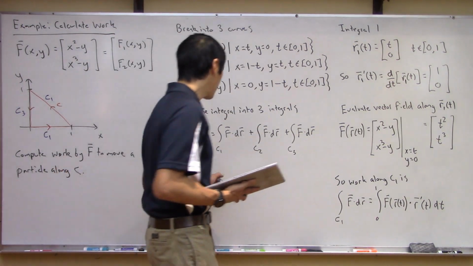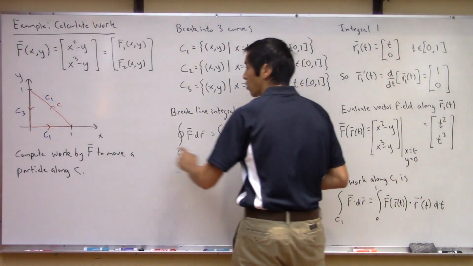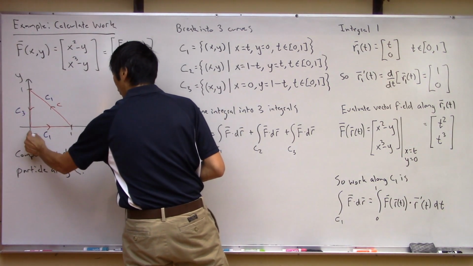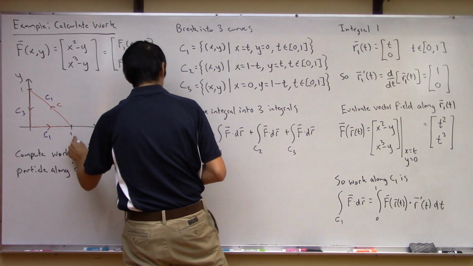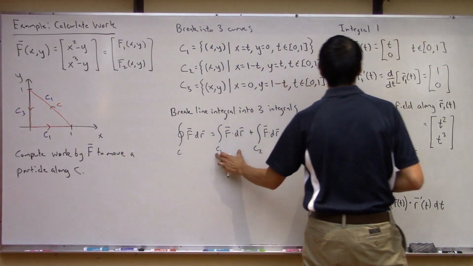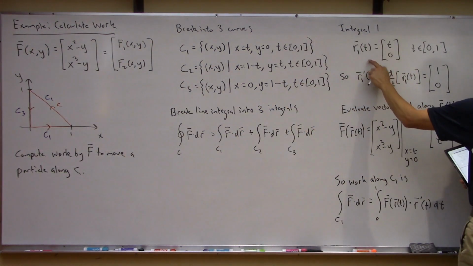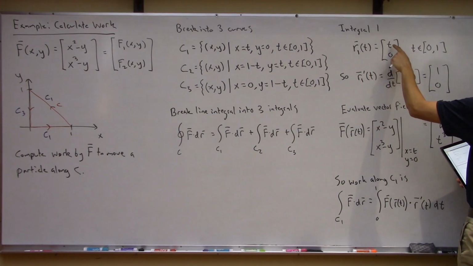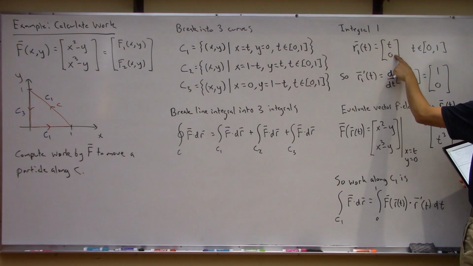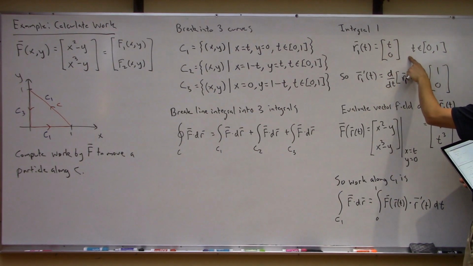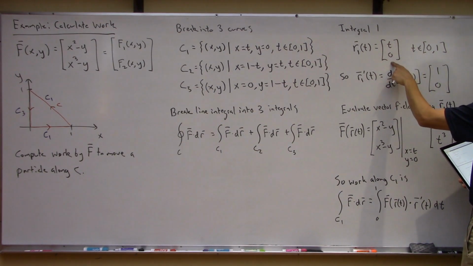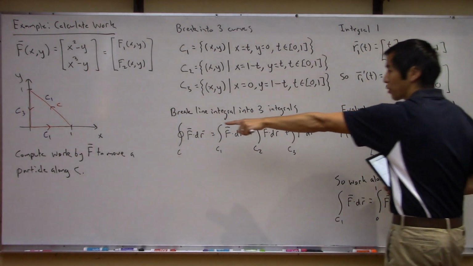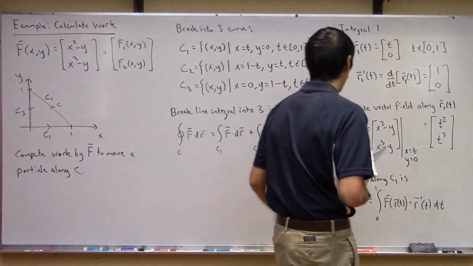Okay, so let's focus on this first term here. This is this horizontal component going from the origin to the location 1, 0. So let's look at this integral right here. For that first integral, here's our parameterization r for that bottom horizontal part. It's just x is equal to t, y is equal to 0, and t runs from 0 to 1. I think you'll see that this parameterization describes that bottom curve C1 very effectively.